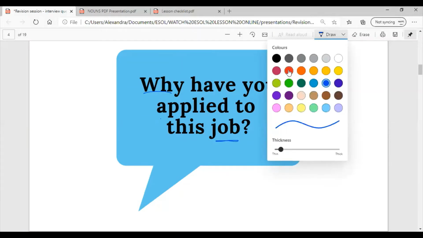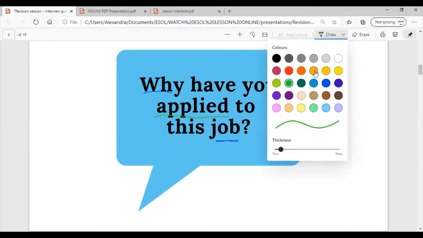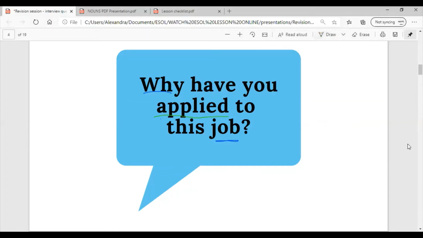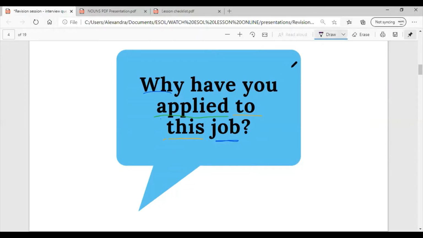Our verb is applied, and our conjunctions are to and this. You is a pronoun. So we've got our nouns, our verb, our conjunctions, and our pronouns. Okay, so let's see how we can identify that.